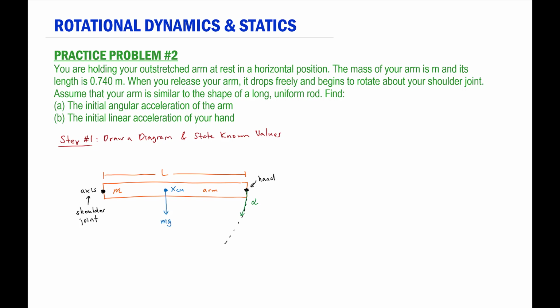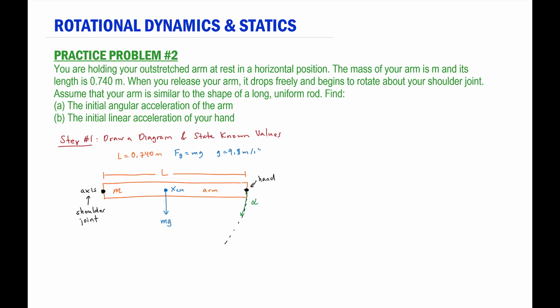So let's write down what we're given. We know that L is equal to, let's give us more space, L is equal to 0.740 meters. M is simply M. We know that Fg is equal to mg, and we know that g is equal to 9.8 meters per second squared.